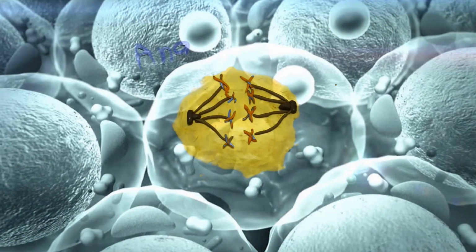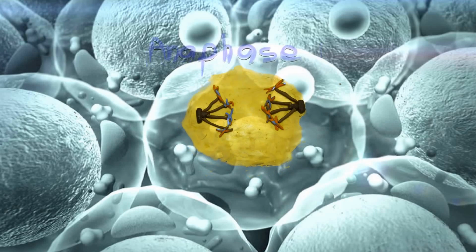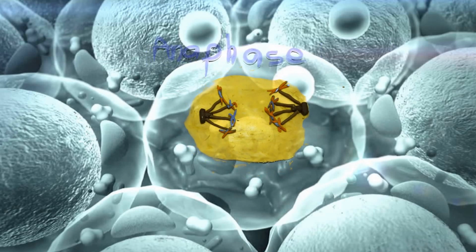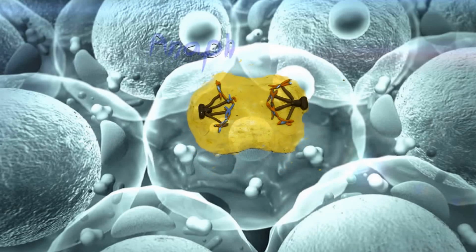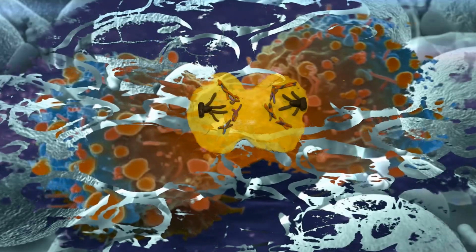The next step is anaphase 1. Imagine that A is for away or apart, because in this step, chromosomes are going to move apart, pulled to opposite poles by the spindle fibers.